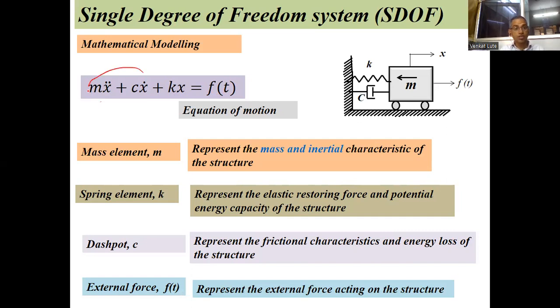That means all these three are internal forces and this is the external force, and they have to be balanced as per D'Alembert's principle. The m is a mass element which represents the inertia characteristics of the structure. The spring, k, represents the elastic restoring force and potential energy capacity of the structure, and c is a dashpot, which represents the frictional characteristics and energy loss of the structure. Then f of t represents the external force on the structure.